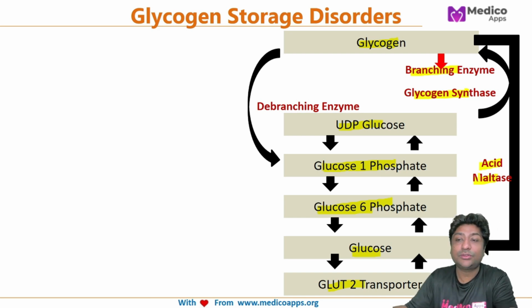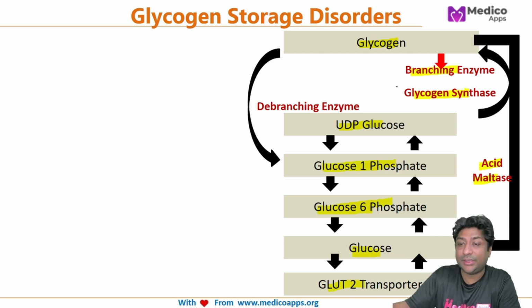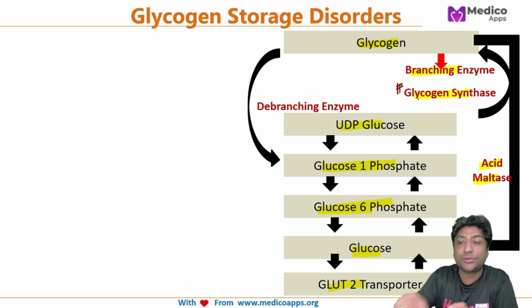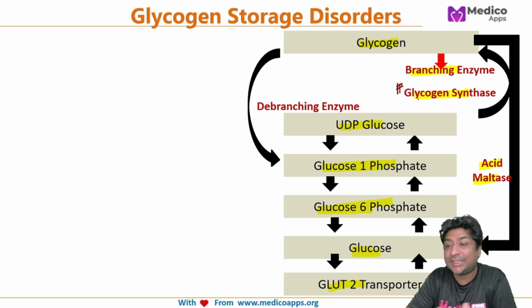The first glycogen storage disorder which we are going to see, also called type 0, is basically when glycogen synthase is absent. So in this case glycogen will not be formed. Just conceptually, type 0 is when glycogen synthase is absent and no glycogen is stored. So again, it's a storage disorder basically, but here the amount of glycogen will be less.